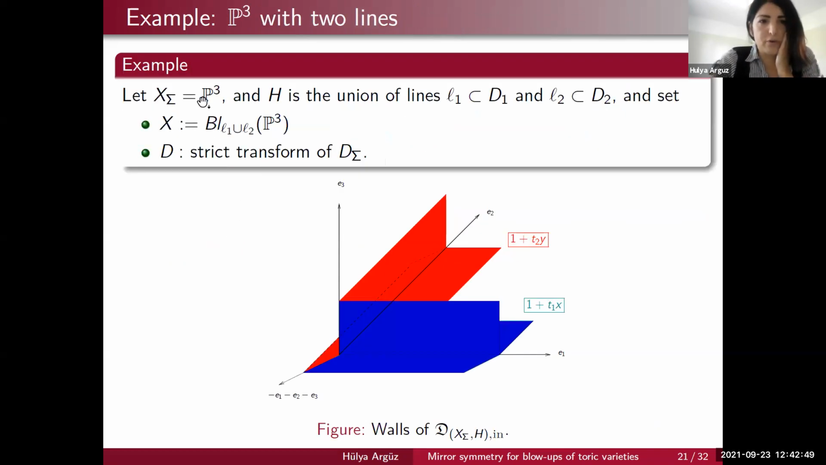As an example, if you blow up lines in P3, if you take two lines in different toric boundary components, I drew the fan of P3. This is the tropicalization of a line given by this. So you take the deformation space, and you obtain 6 walls. On the first trio of them, I attach 1 plus T1x. On the second trio, I attach 1 plus T2y.